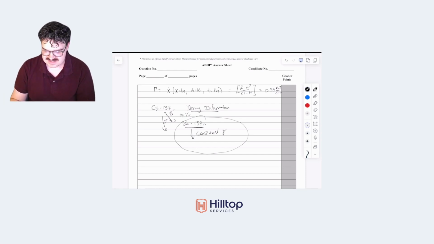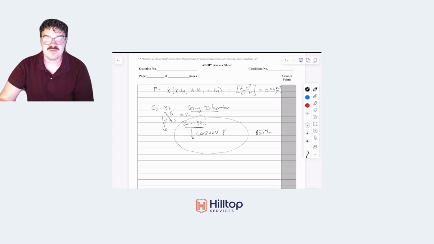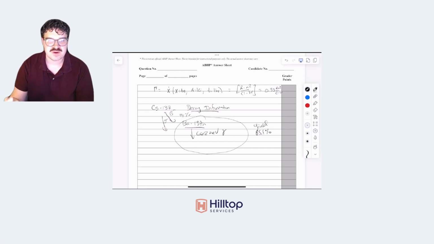As it decays, it has a half-life of about 2 minutes. We're expecting to see these 662s pop off, and that happens about 85% of the time. I think it's 85.1% overall. That is what we consider the yield, so that's what we're going to use for this question in particular.